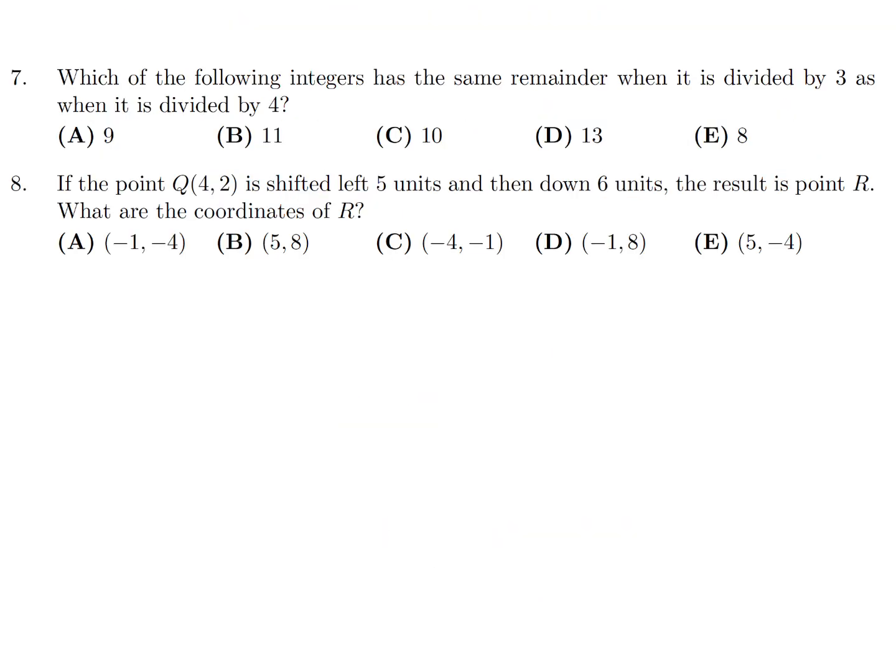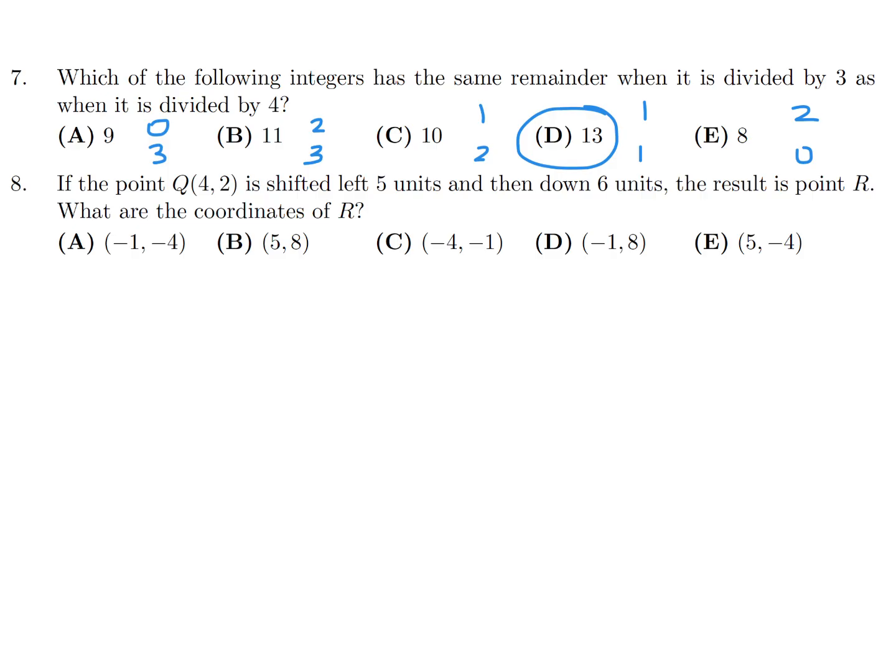Which of the following integers has the same remainder when it is divided by 3 as when it is divided by 4? All right, well, let's do it. The remainders would be 0 and 3 when they're divided by 3 and 4 respectively. 2 and 3 for 11, 1 and 2 for 10, 1 and 1 for 13, and 2 and 0. So the remainders are the same for the number 13.